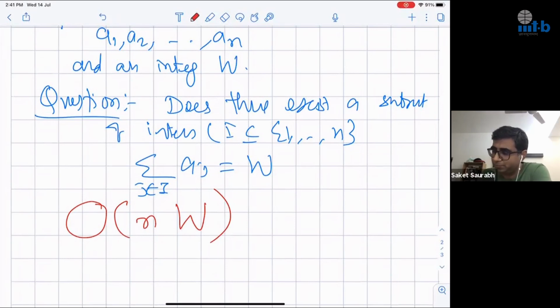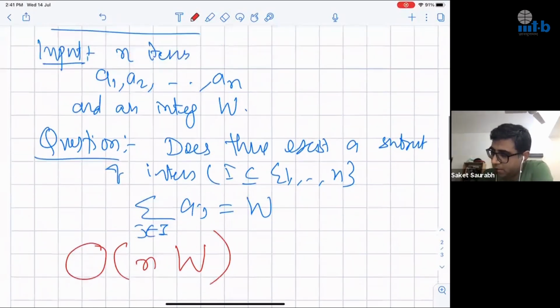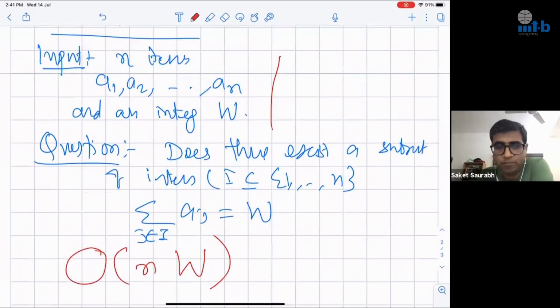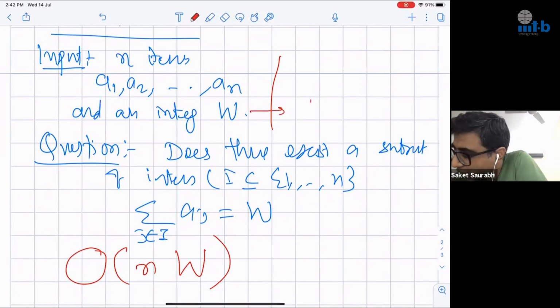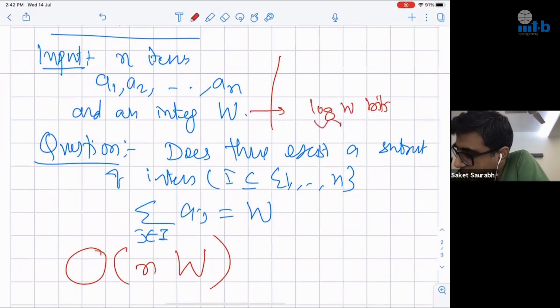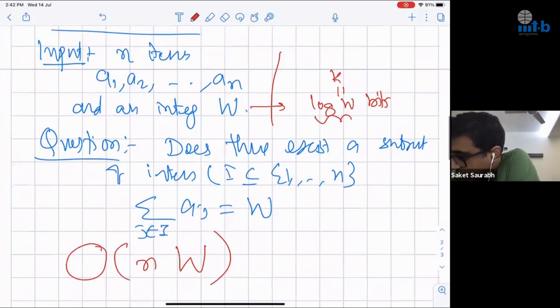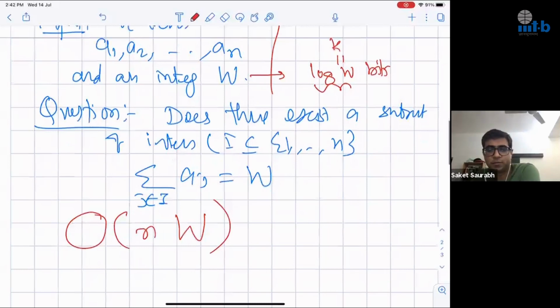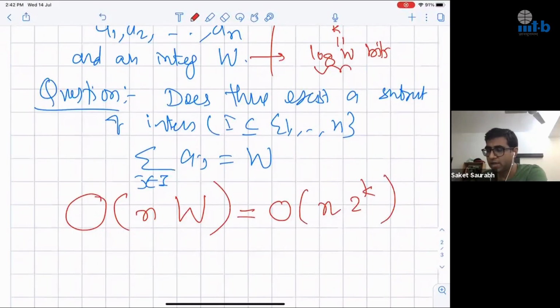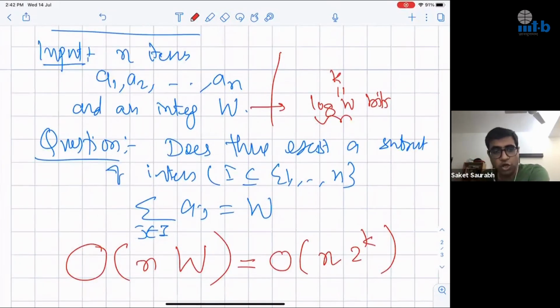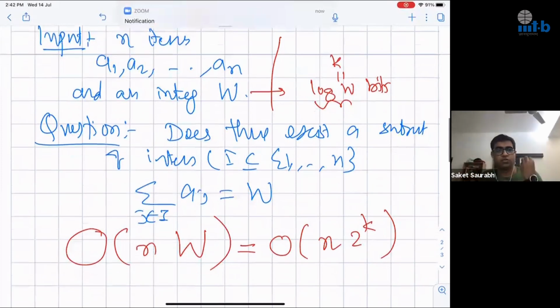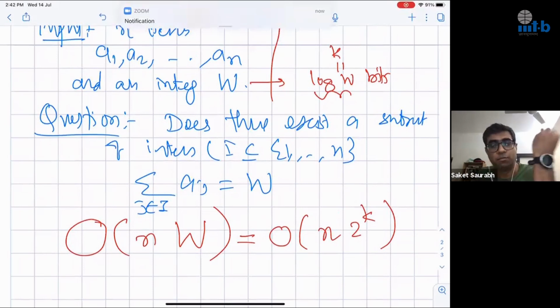But notice that if I treat W as a kind of parameter, then what is the value of W? To give W, all I need is log W bits, right? So this is my k. So my parameter is W, but in binary. Then this algorithm is nothing but order n times 2 to the power k. This is exactly why you call it a pseudo-polynomial time algorithm: it is polynomial in the unary encoding, but if I treat W as a binary encoding, then it is nothing but an algorithm which is FPT in the parameter W encoded in binary. Okay, so that's a base.